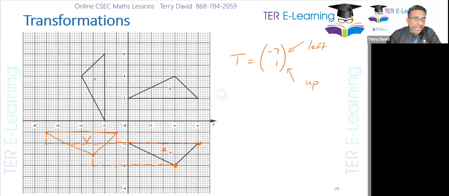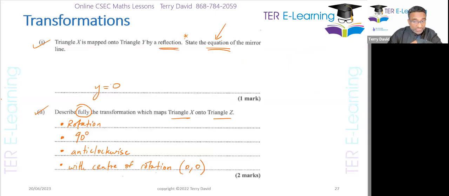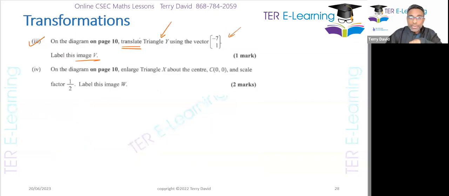Now let me tell you something here. What CXC has been doing in recent times is that in one transformation question, they have all 4 transformations in that one question. So if you notice, when we started off the question, the first part was a reflection. Then they bring rotation in that same question. The next thing they do is a translation. So that's the third transformation we need to know.